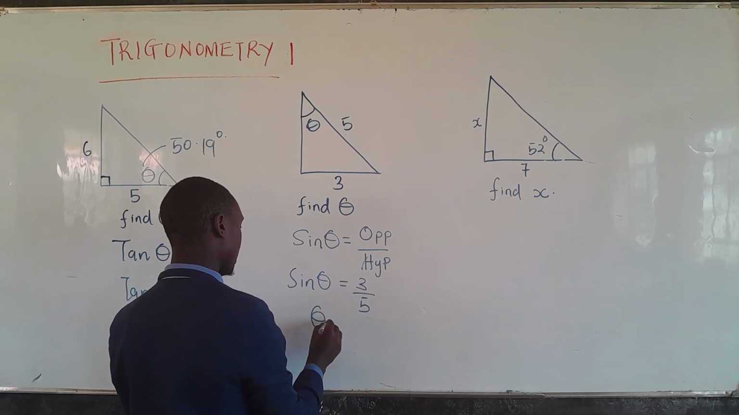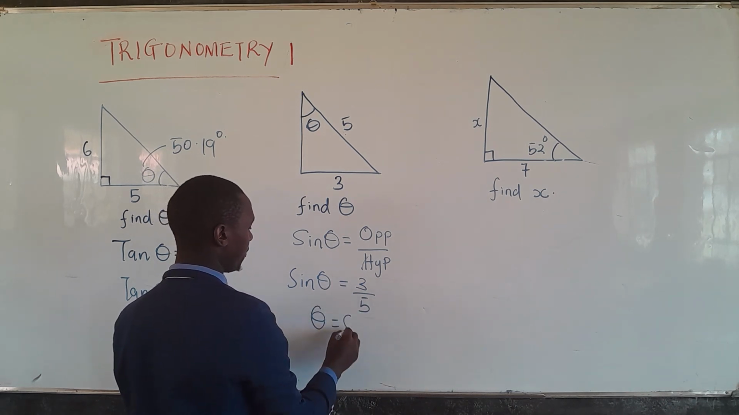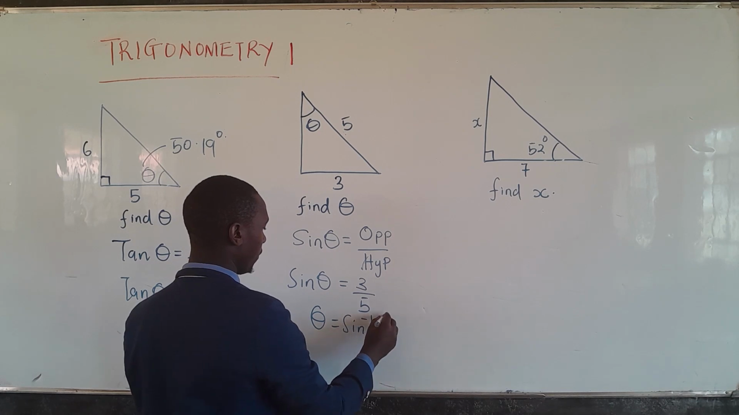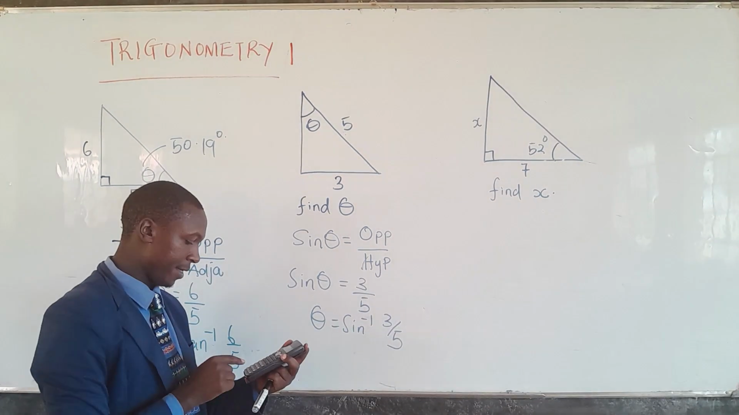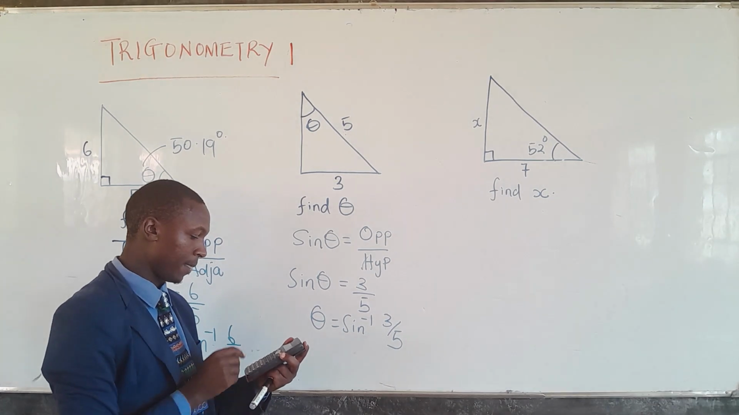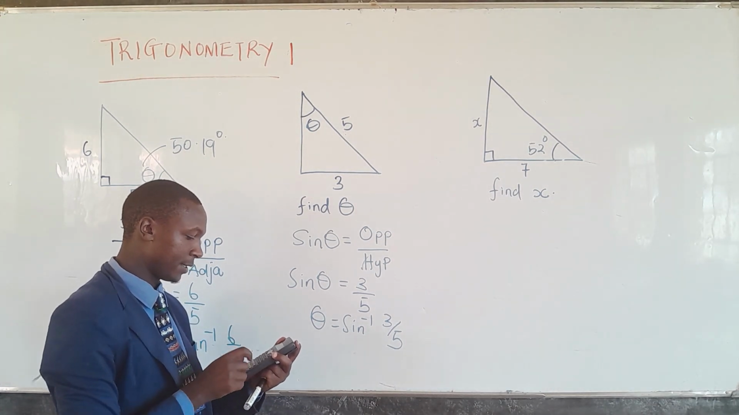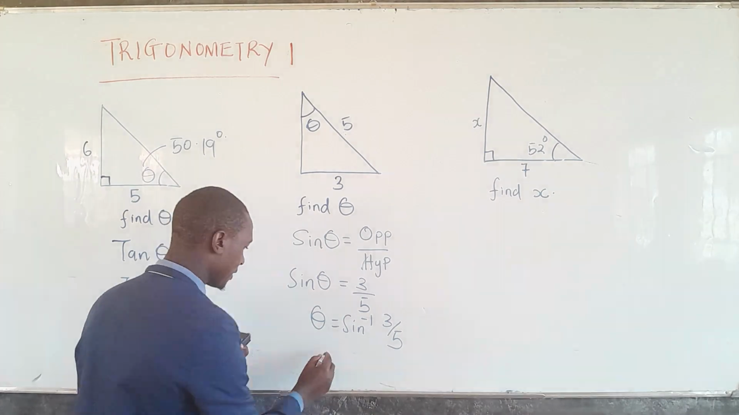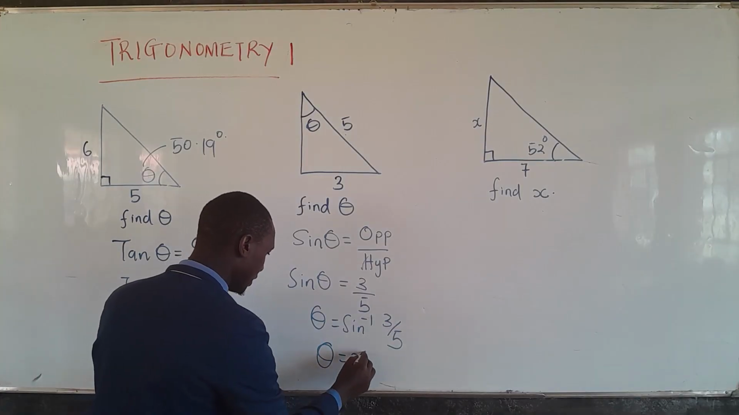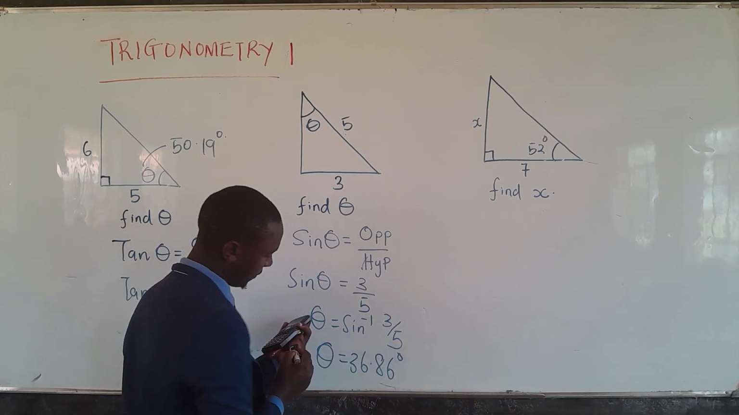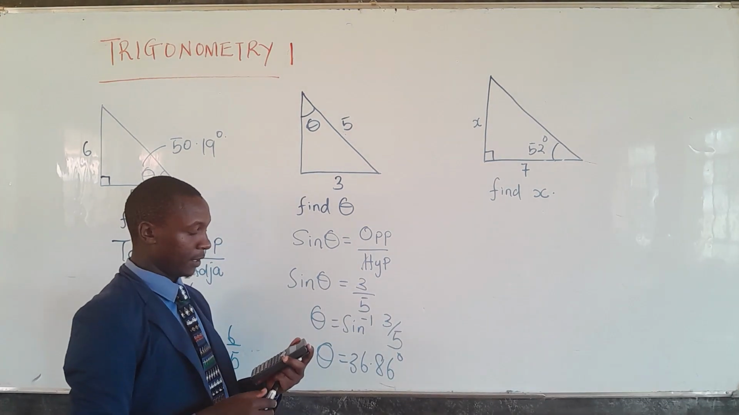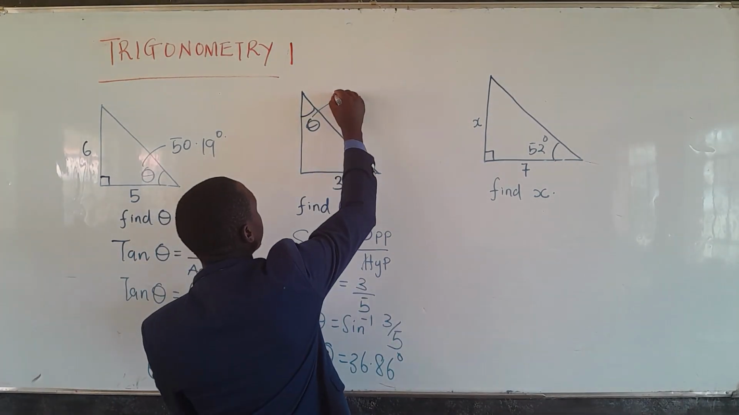To find theta, we're going to take the arcsine of 3 over 5. If I do that very quick with my calculator, 3 over 5, take the arcsine of that, then we have theta is equal to 36.86 degrees. Very good. So that means this angle right here is 36.86 degrees.